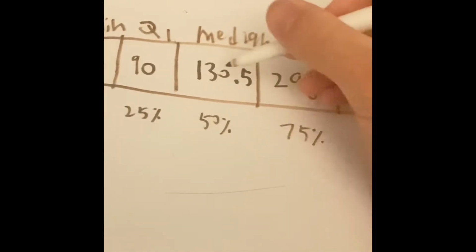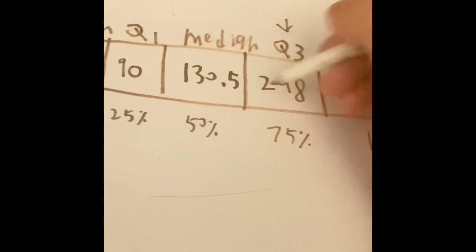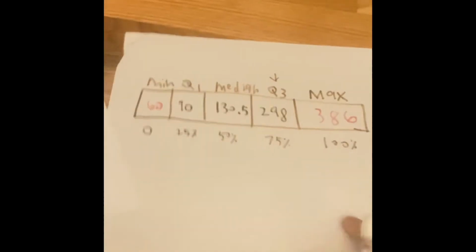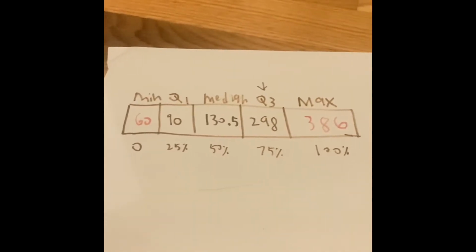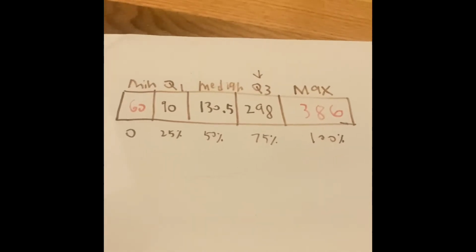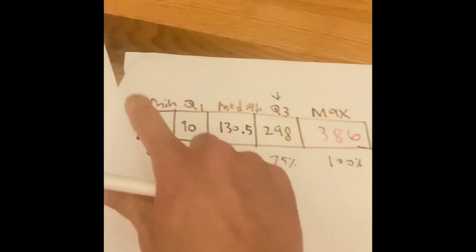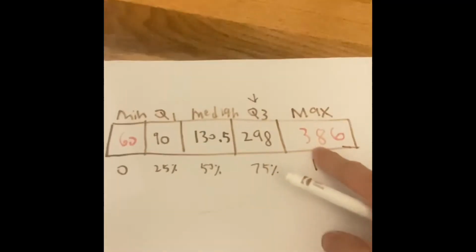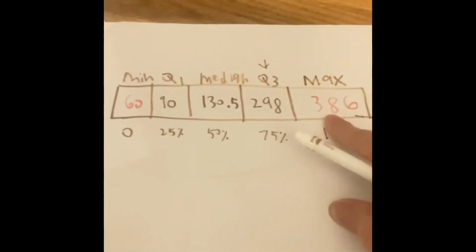So, 298 is more than 130.5. So it's above 50% of the entire data. So here is our 5-number summary. This is what we do when we try and find a 5-number summary: the min, first quartile, median, third quartile, and the maximum. But wait, we're still missing something.